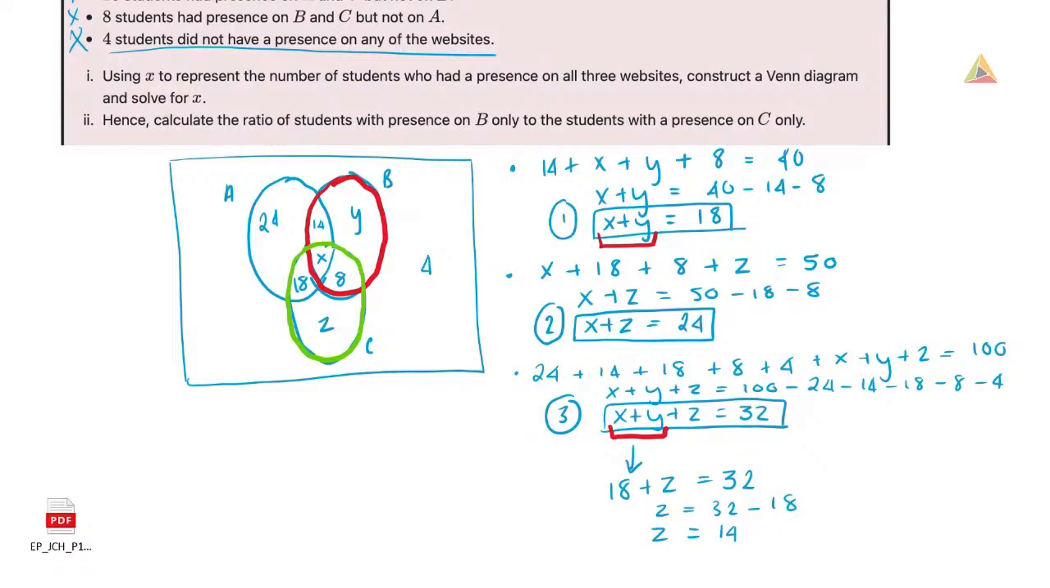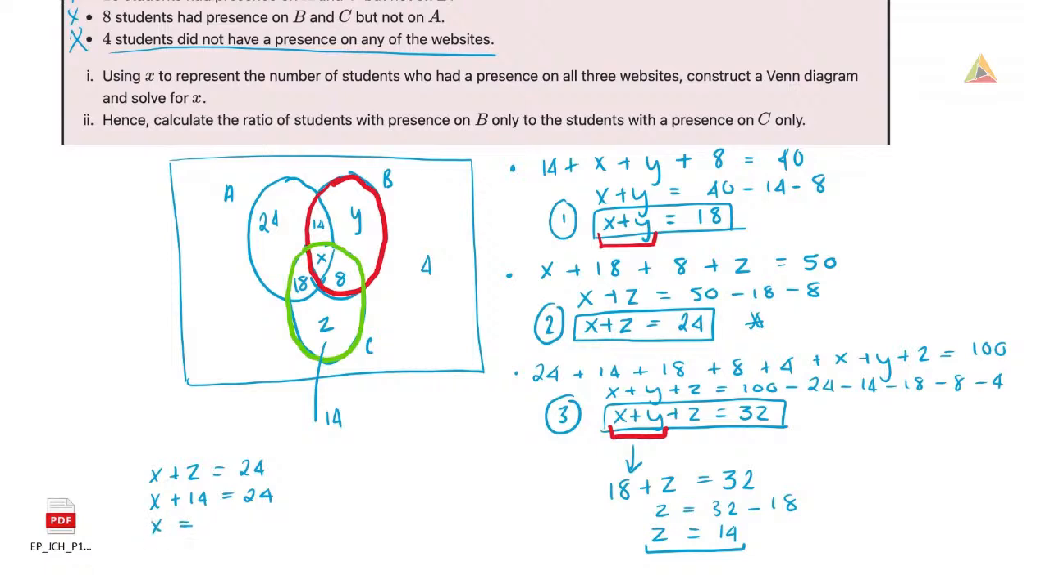So we now know what Z is. So this figure here is 14. We can now substitute Z is equal to 14 into equation 2. So equation 2, I'm just going to write it out again. X plus Z equals 24. We are just after finding out what Z is. Z is 14. So X plus 14 is equal to 24.